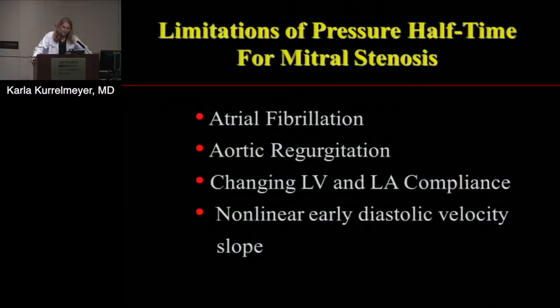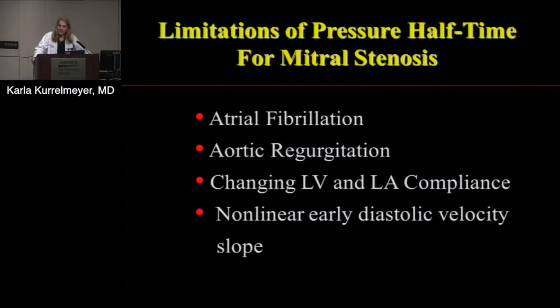Now, there are limitations to using the pressure halftime for calculating mitral stenosis. One of them is atrial fibrillation. I think this only makes sense because if you have a varying RR interval, you have a varying diastolic filling time. And if that varies, then the time that you have for that pressure to decay in half is also going to vary. So it's really, really difficult to use that.